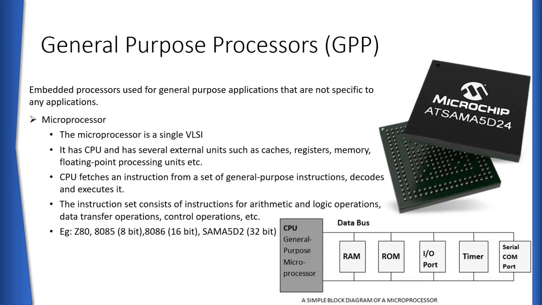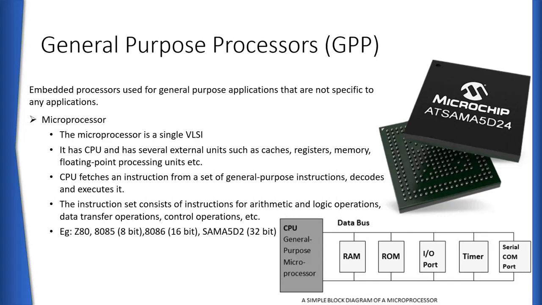Microprocessor. The microprocessor is a single very large scale integration, that is VLSI chip, that has the CPU and has several external units such as caches, registers, memories, floating point processing units and advanced processing units like pipelining and superscalar processing for faster and efficient operation. The CPU fetches an instruction from the set of general purpose instructions, decodes and executes it. The instruction set consists of instructions for arithmetic and logical operations, data transfer operations, control operations, etc.